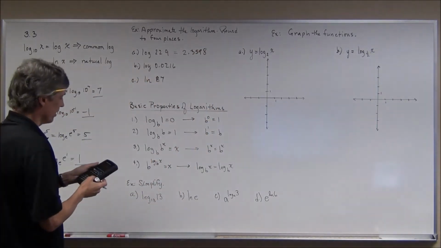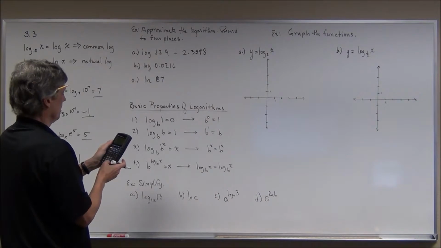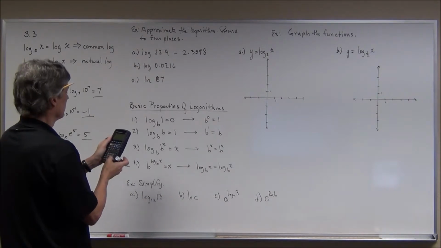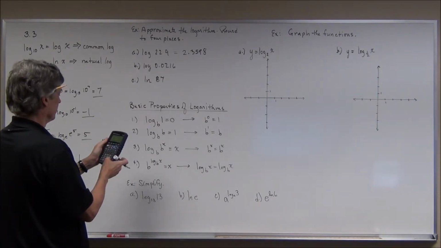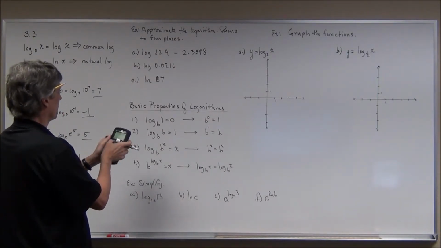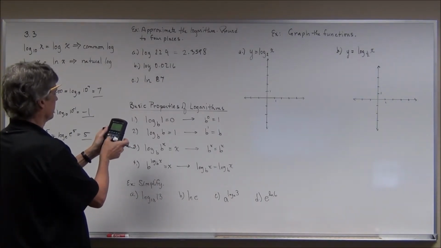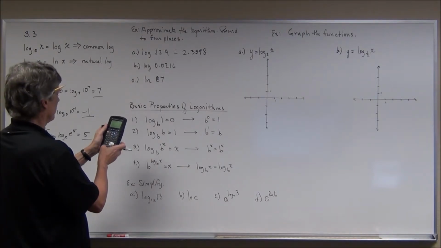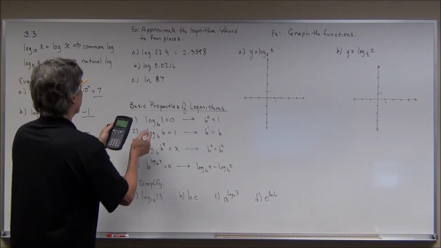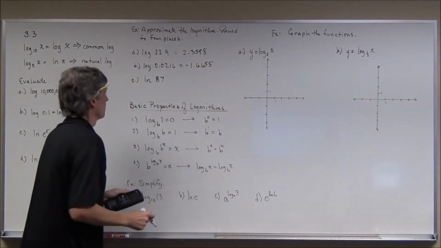Alright, now we're going to find another common logarithm here. So let me go back to my catalog. And I am going to go to 0.0216. Well, if I had half a brain here. Let's try that again. The logarithm of 0.0216, and I get negative 1.6655 to 4 decimal places.